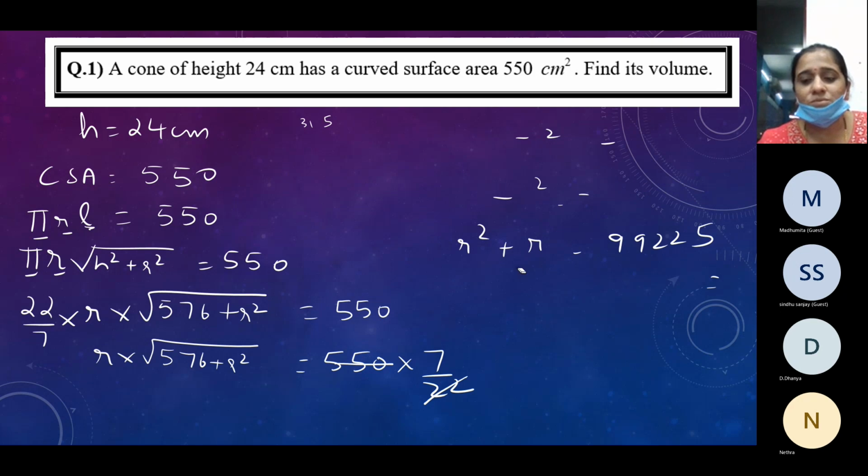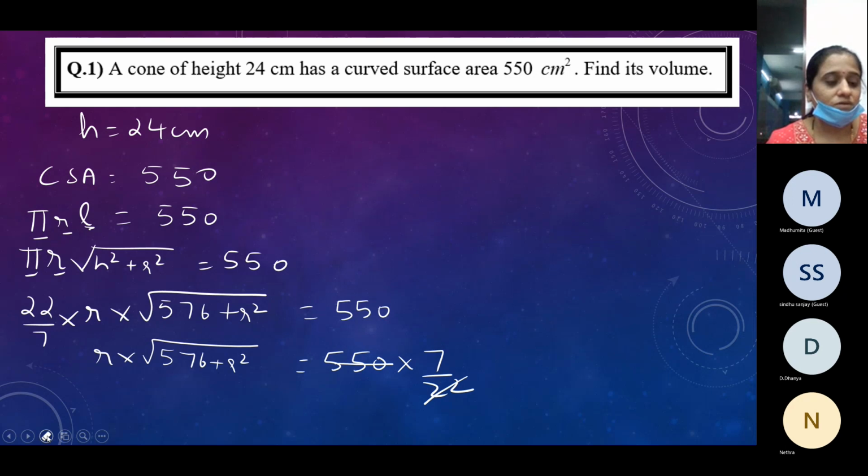I made a mistake while writing there. Let's do it again. 22 ones are 22. 22 twos are 44. I wrote 4. 22 twos is 44. 11 remains, so 5.